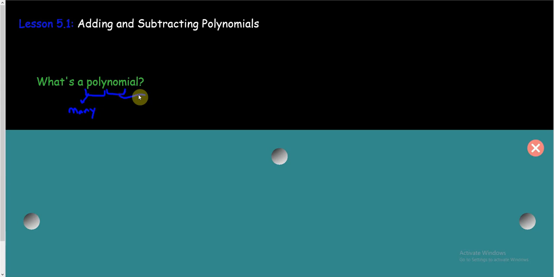And nomial, this is a bit of a stretch, but what it means is to name or to term or to dub something. So we say that this really just means many terms. So when we're studying polynomials, we're talking about things with lots of terms. Okay, so with polynomials, we're just thinking about terms. And we could have one, two, three, four, five, or many terms.